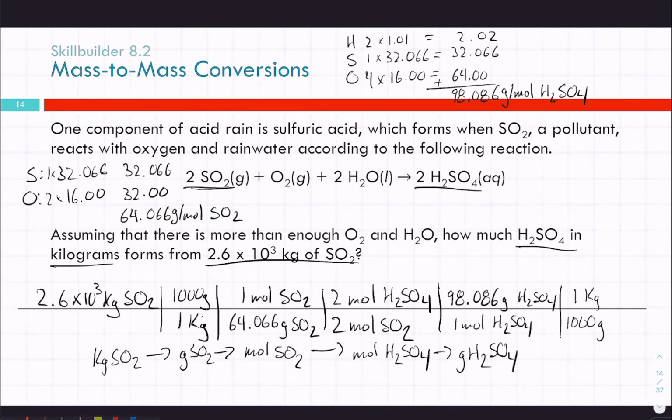So I'm doing 2.6 times 10 to the 3 times 98.086, and then dividing by 64.066. 2 sig figs here. So it's going to be 4.0 times 10 to the 3 kilograms of H2SO4. And that's because it's 3,980. So with 2 sig figs, we round that up, get 4.0.